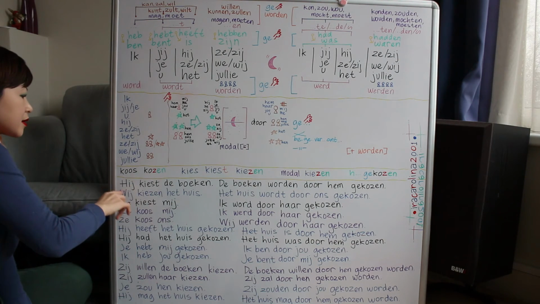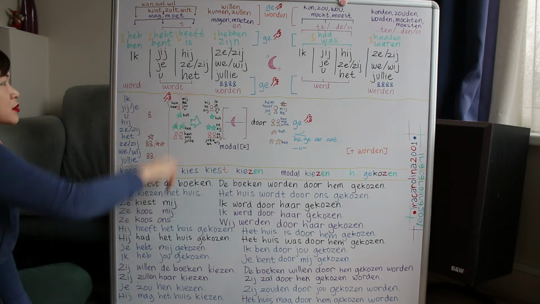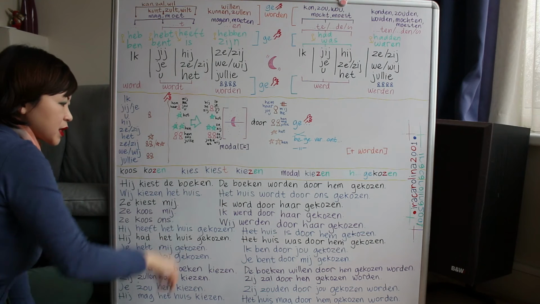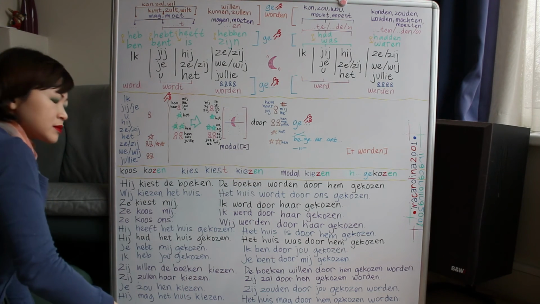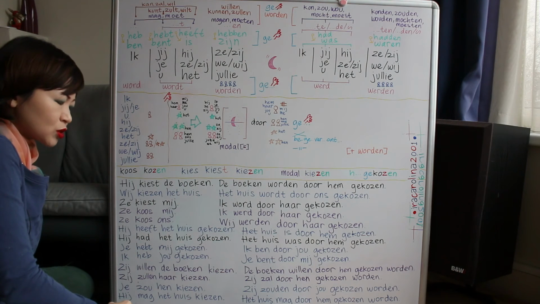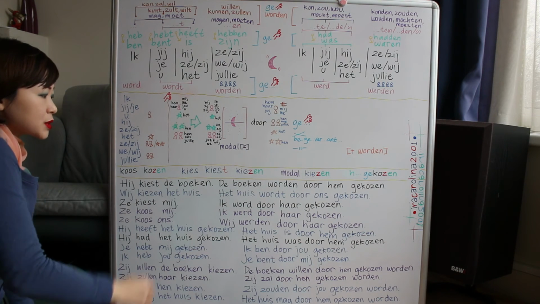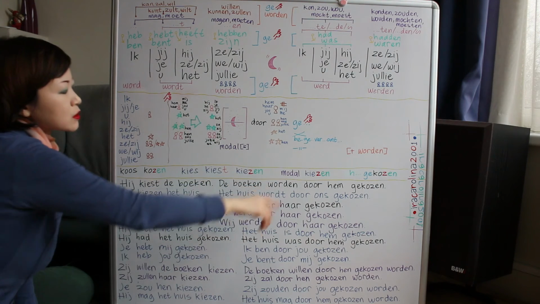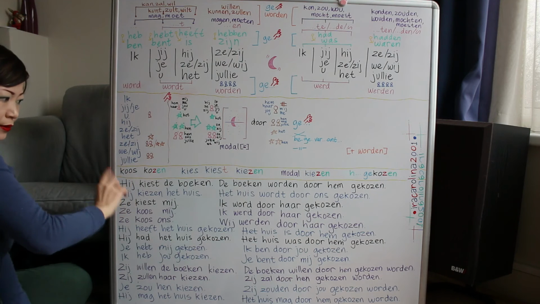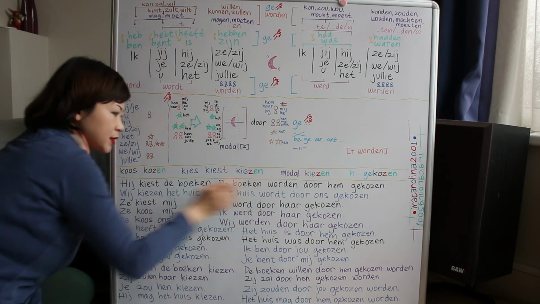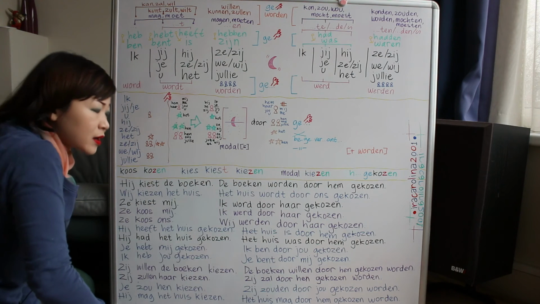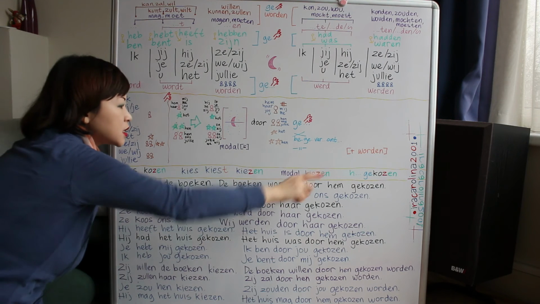You see here, hij, we use kiest, de boeken. Passive, it was object, it becomes subject now, de boeken. Because this is de boeken, more than one, or we can also say it as they. So we use the worden, door hem, because it was hij. Door, and the hij, subject in the active sentence, becomes object in the passive sentence, and then gekozen.